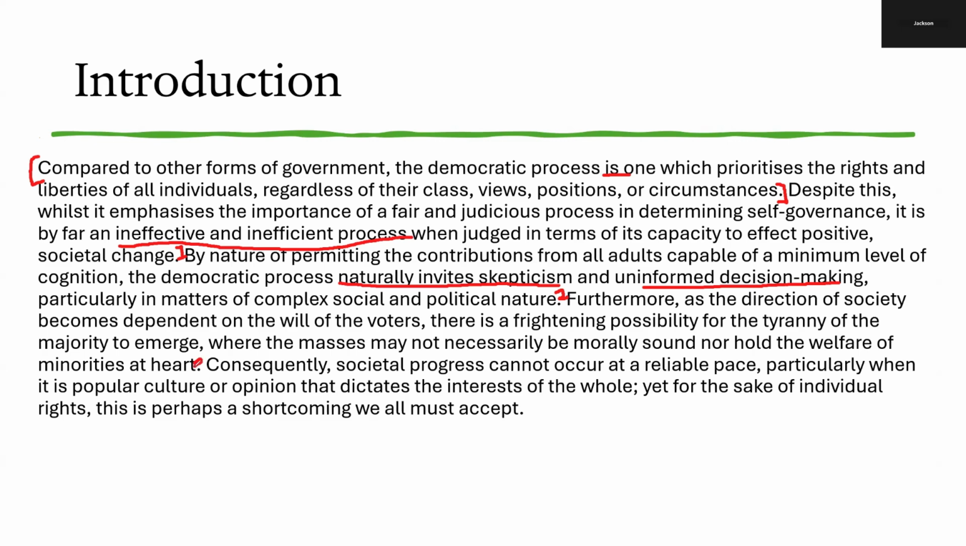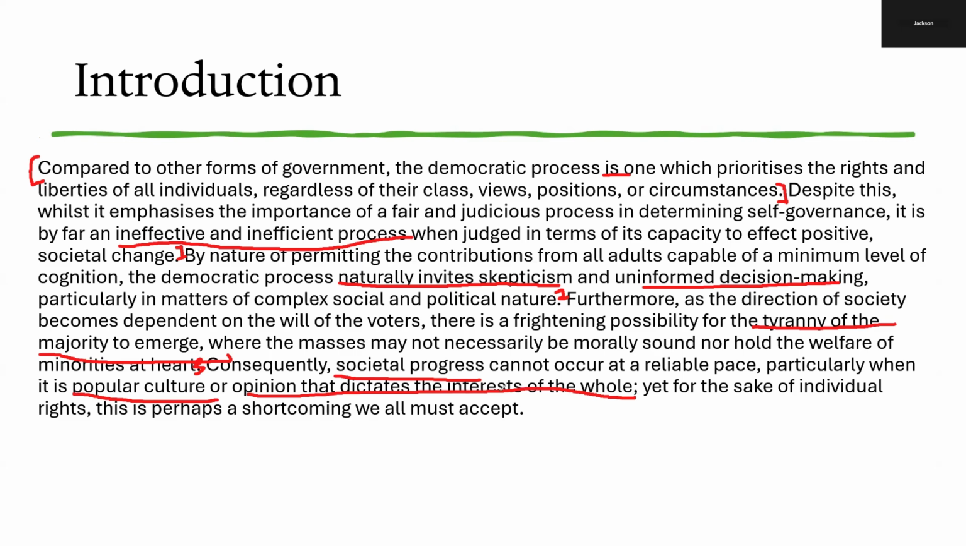And once again, let's look at the third one. Consequently, societal progress cannot occur at a reliable pace, particularly when it's popular culture or opinion that dictates the interest of the whole. Yet for the sake of individual rights, this is perhaps a shortcoming we all must accept. Same thing here. A very distinct argument that isn't a repetition of the previous two ideas, right? First one talks about skepticism, uninformed decision making. Second one talks about the tyranny of the majority to emerge as one of the forms of an ineffective and inefficient process. And lastly, we're talking about here a lack of societal progress because popular culture or opinion dictates the interest of the whole.